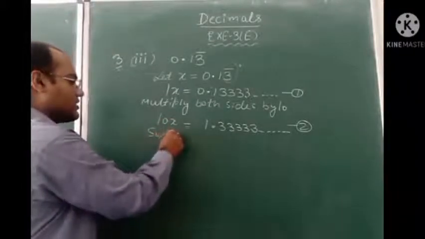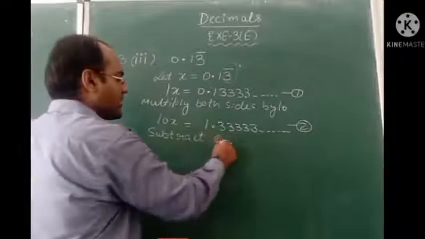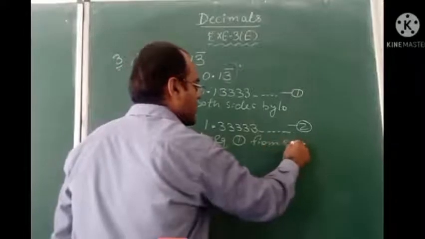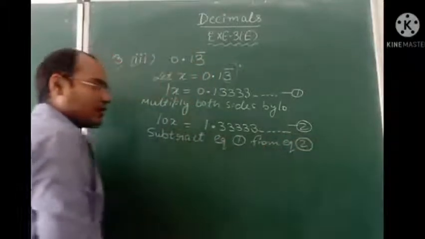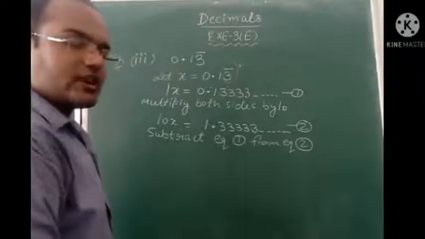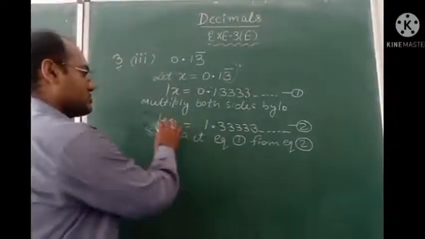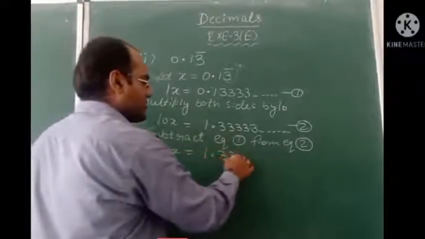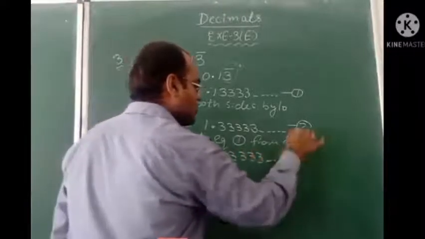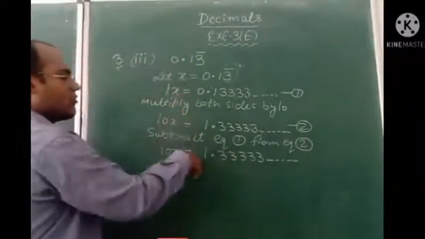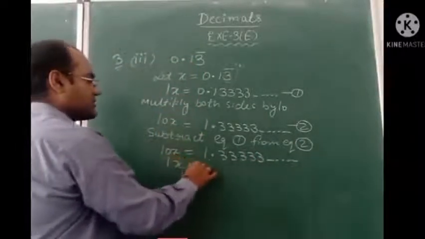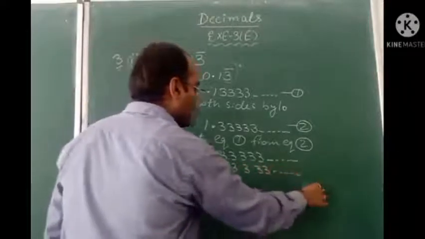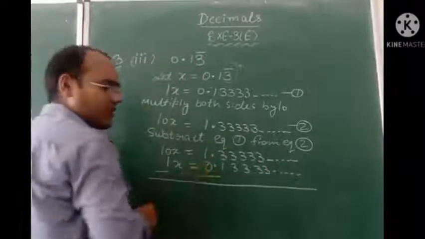So we have to subtract the smaller equation from the larger equation. And the rule is that the equation which is written after "from", that we have to write first. So first of all you will write this second equation, 10x equal to 1.3333 and so on. Second equation is over. Now we will write the first equation, 1x is equal to 0.1333 and so on. We have to subtract, so we will put a minus sign.